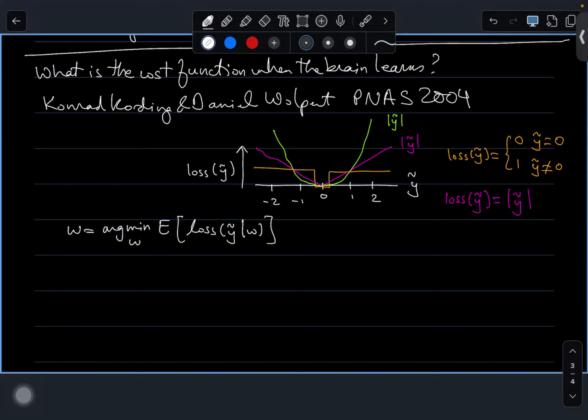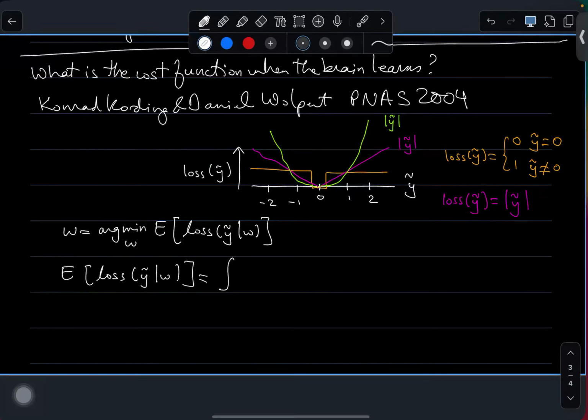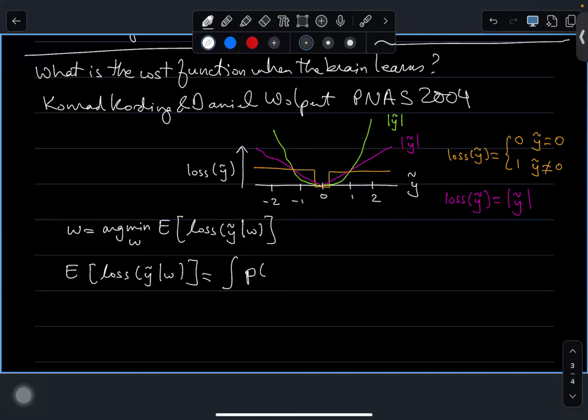All right, so what do I mean by expected value of loss? Remember what expected value means. Expected value of anything is the probability of that anything. So if I'm looking at errors, then it's the probability of the errors times that variable.